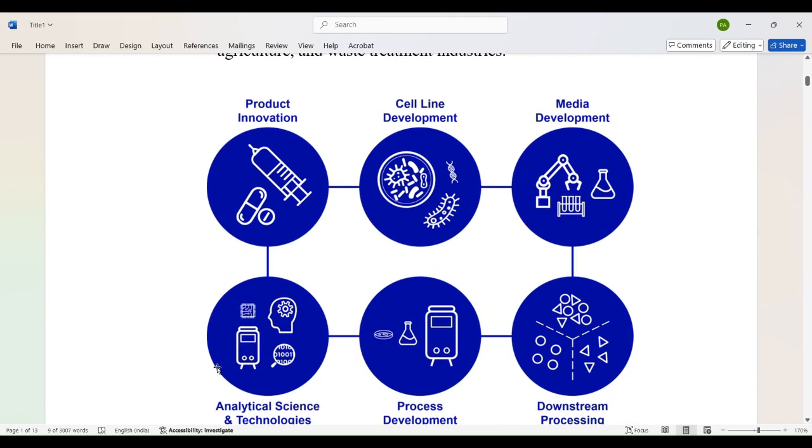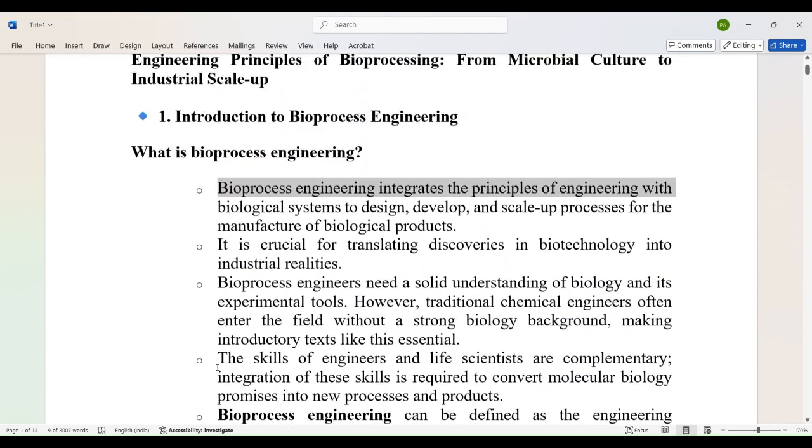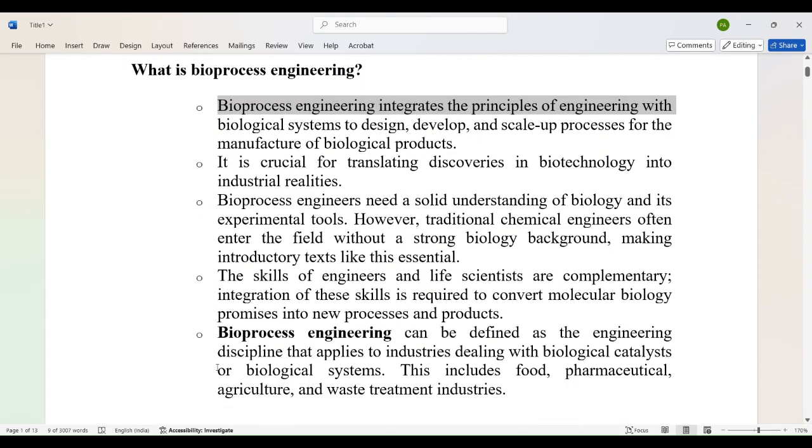As you can see, this is the general diagram that represents the field of bioprocess engineering. So first of all, let us understand what bioprocess engineering is. It integrates the principles of engineering with biological systems to design, develop, and scale up processes for the manufacture of biological products. Let us understand this using the example of insulin.